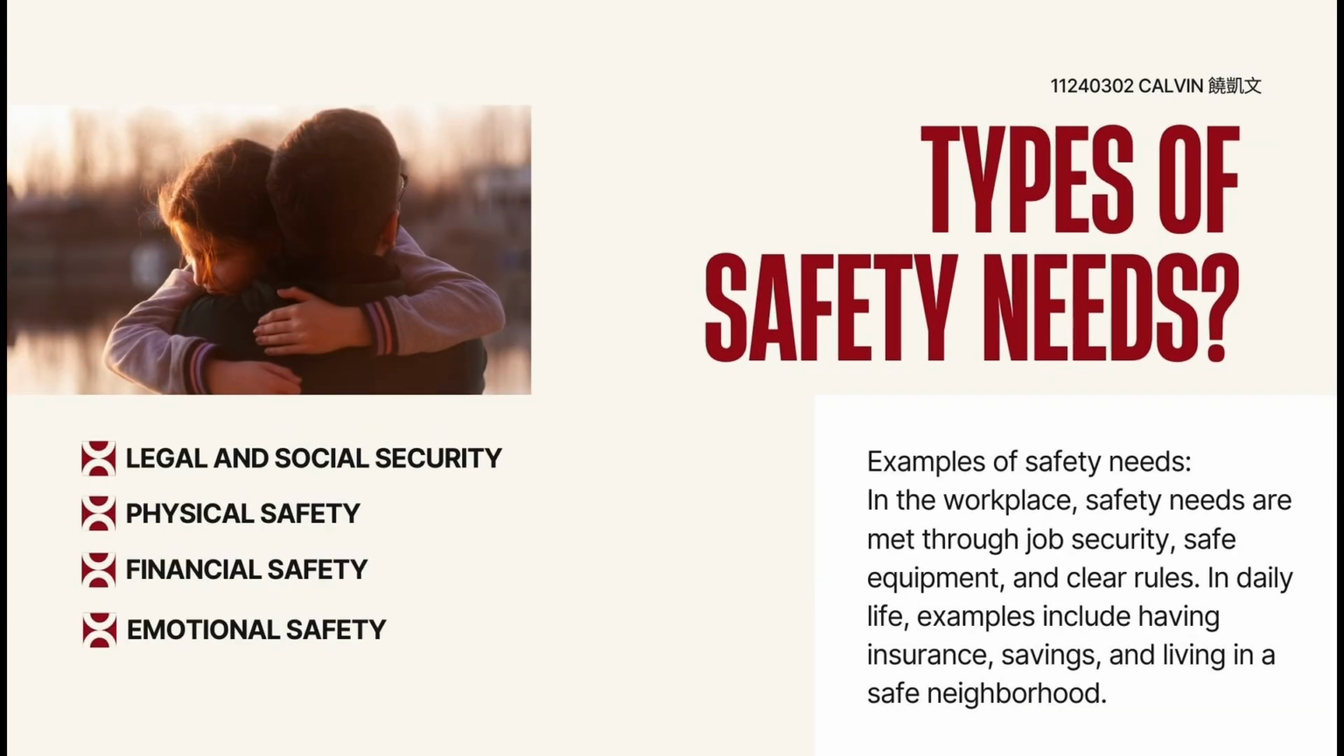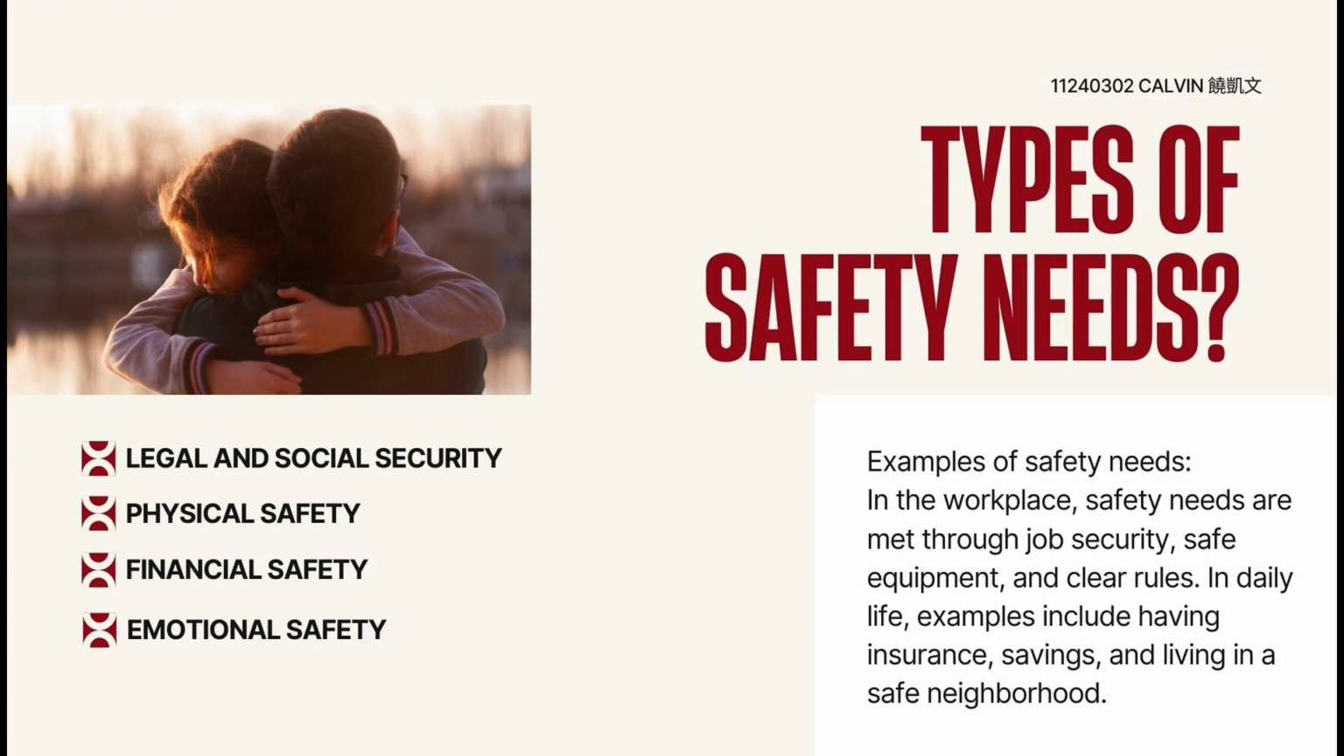There are several types of safety needs. First is legal and social security, which refers to protection from threats, crime, or injustice. Secondly is physical safety, which includes living in a safe environment, having access to health care, and being protected from physical harm. Third, financial safety, such as having a stable job, regular income, or savings to cover basic needs. Fourth is emotional safety, which means living in a predictable environment, feeling free from bullying, violence, or even constant fear.